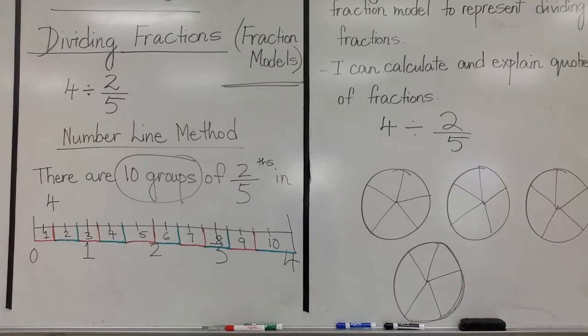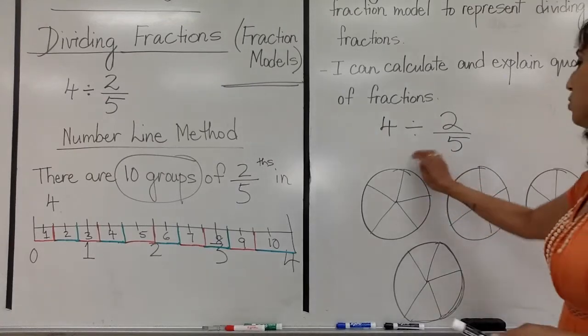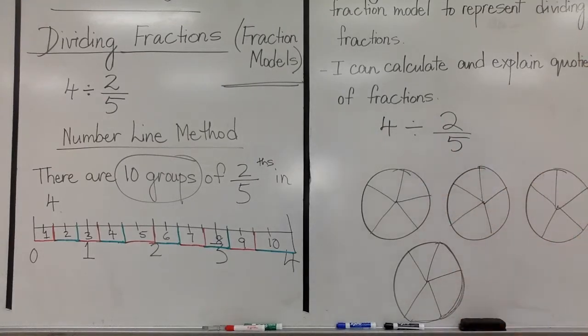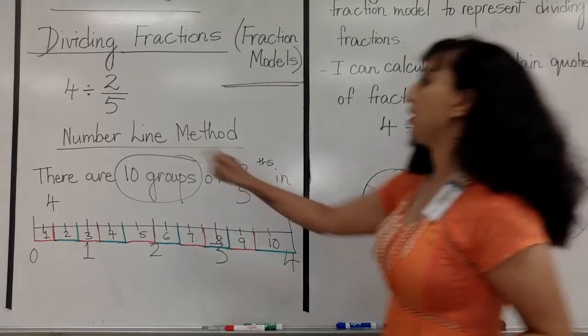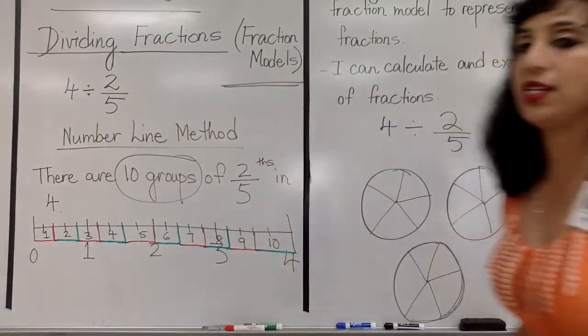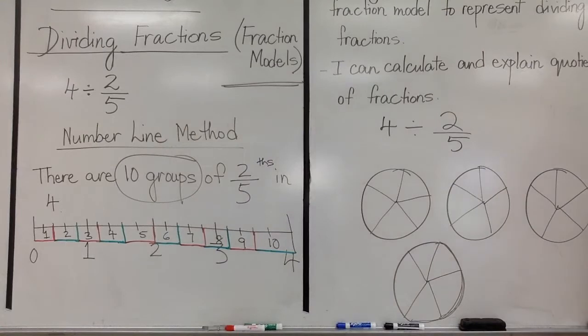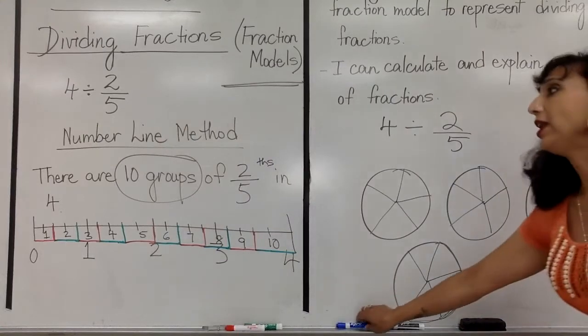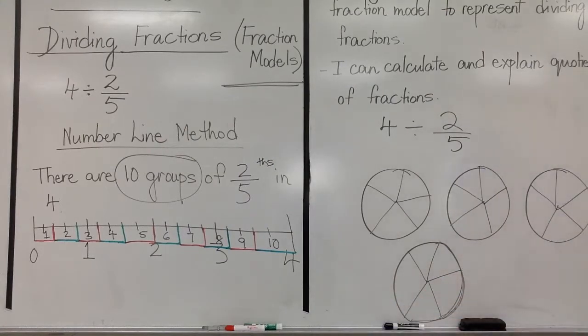Okay, so I have taken 4 wholes. This is 1, 2, 3, 4 wholes, and because the denominator is 5, I've broken them all into 5 parts each. Then let me use some different colors to show you. I am going to color in 2/5.